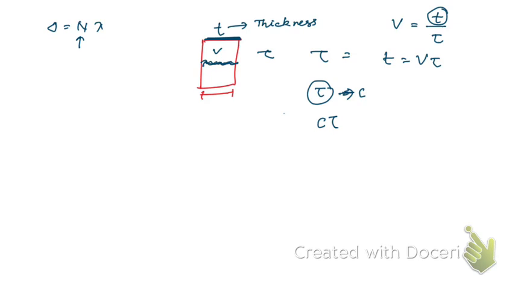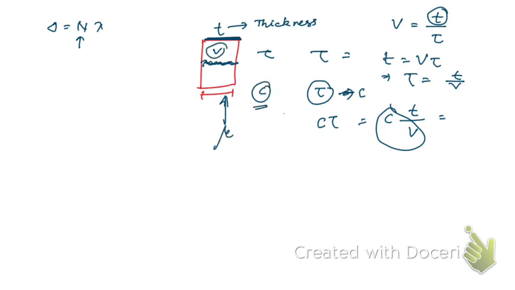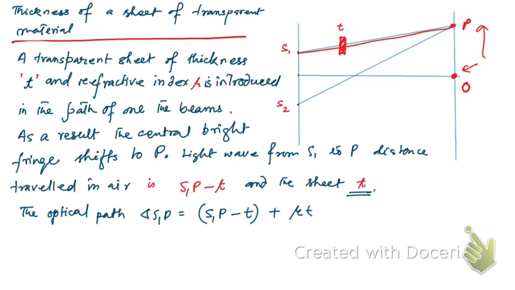Now this tau can be replaced by this relation, tau is equal to t by v. If you replace tau by t by v, c by v gives you the refractive index of this medium. So c is the speed of light in vacuum and v is the speed of light in the medium, so that is mu into t. That's how we have got that the optical path through the slab is mu t. Hope you have understood this.